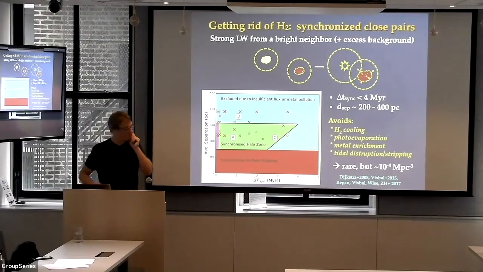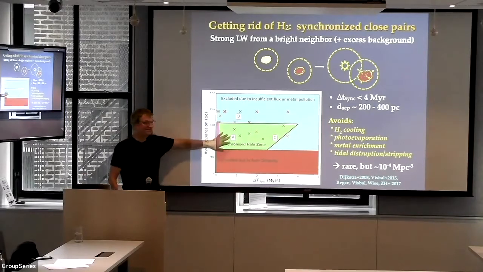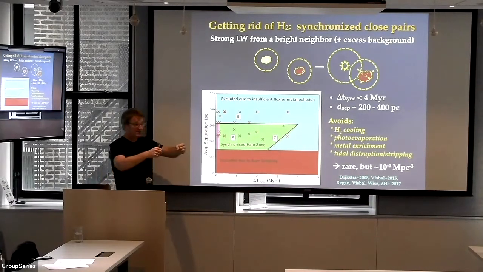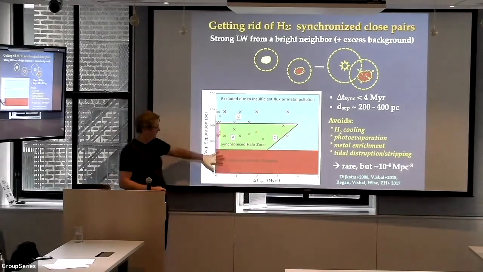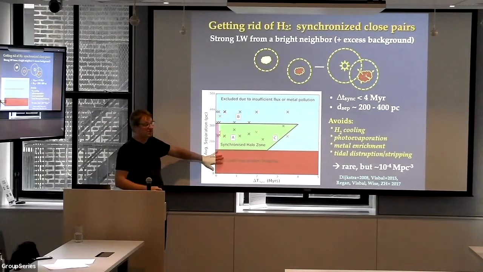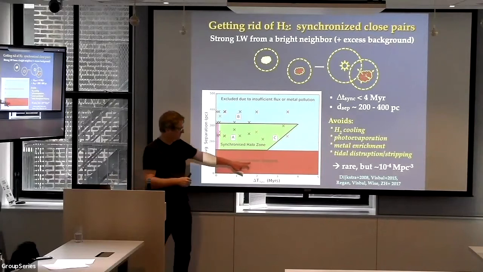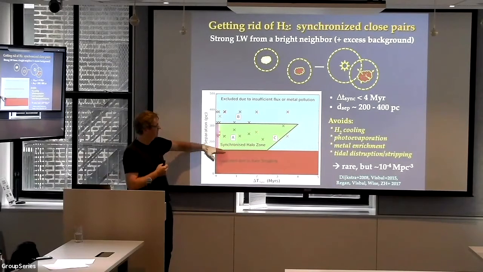So can the neighboring halo contaminate? This is from a paper where we delineated the requirements for this. Here is the separation of the two halos in space where they form, and this is the way they're synchronized. If they're too close, this doesn't work, because either tidal forces or ram pressure stripping will remove the gas from one of them or both of them, right? Because the tidal force will be too large. So you have to be above this.